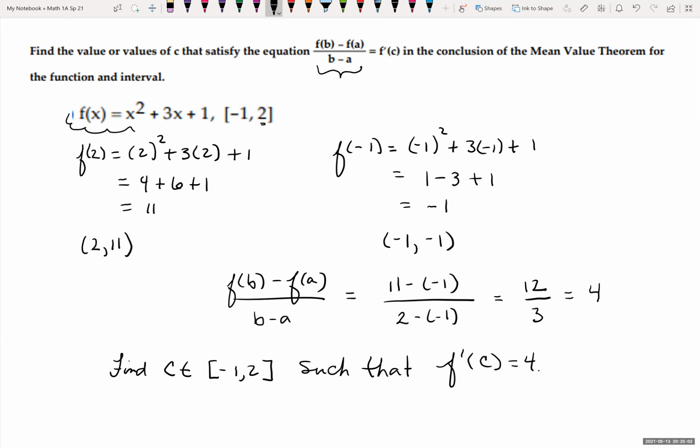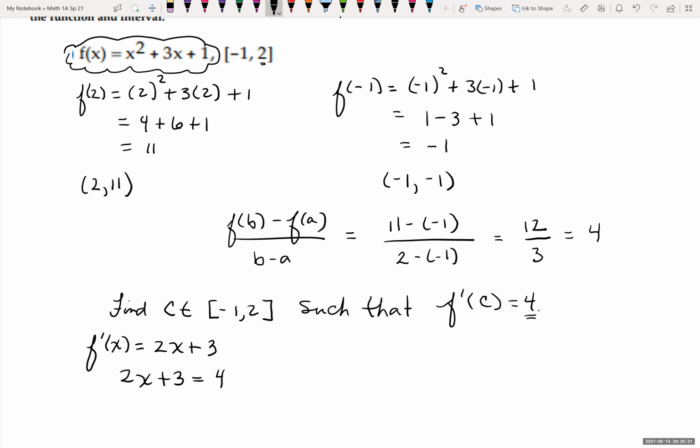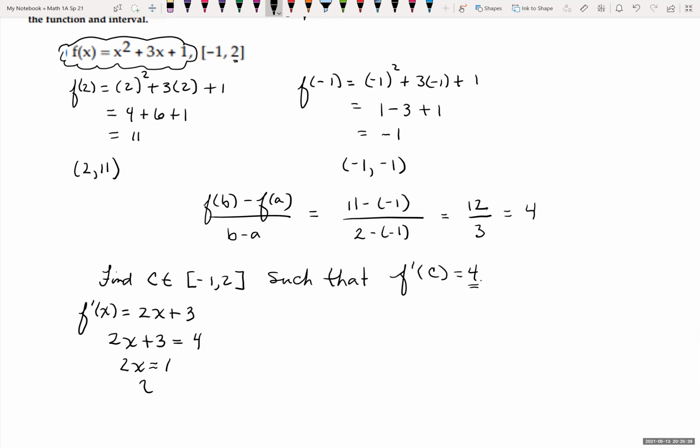So first thing we want to do now is find the derivative of our function f of x. So the derivative of x squared is 2x, plus the derivative of 3x is 3, and the derivative of 1 is 0. So we're looking at when is 2x plus 3 equal to 4. If we subtract 3 on both sides, we get 2x equals 1. We divide both sides by 2, we get x is 1/2, which is contained in our interval. And so c, a value in between -1 and 2 that has the same average rate of change as those endpoints, would occur at 1/2.